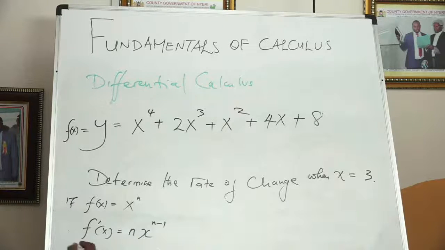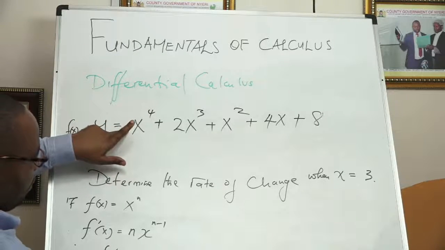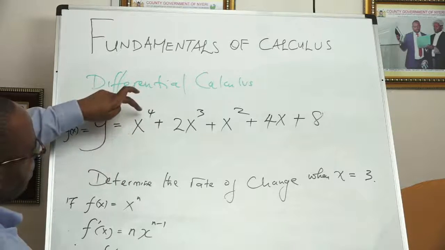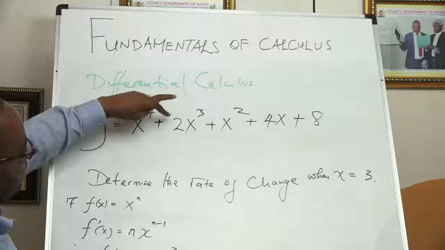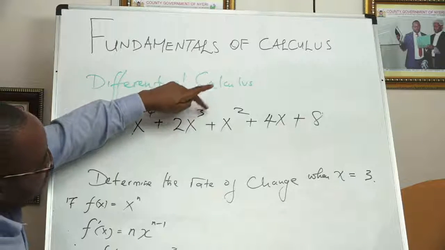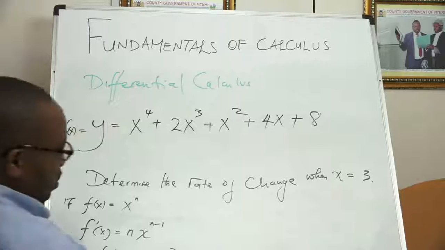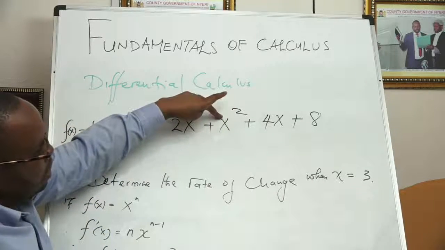Therefore, the derivative, which gives the rate of change, in this case is going to be: you bring 4 to this side, it will be 4 times x, then n minus 1, 4 minus 1 is 3, plus 3 times 2 is 6, x to the power 3 minus 1, squared. Plus you bring 2 here, is 2x, x to the power 2 minus 1.